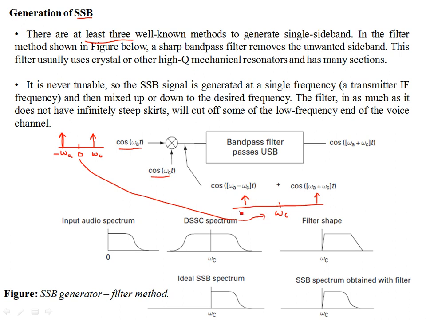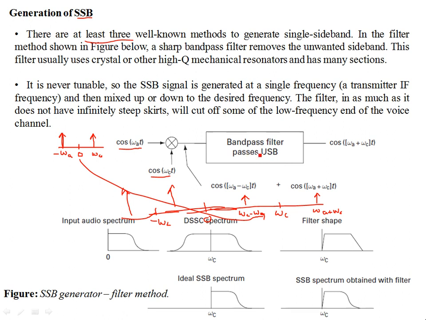So you have this component, omega C minus omega A. Note that cosine is an even function, so it doesn't matter if it's omega C minus omega A or omega A minus omega C, it's the same thing. Then you have omega A plus omega C, right? And this repeats at minus omega C as well. Again you have these two components like this. So that's your modulation with a suppressed carrier.